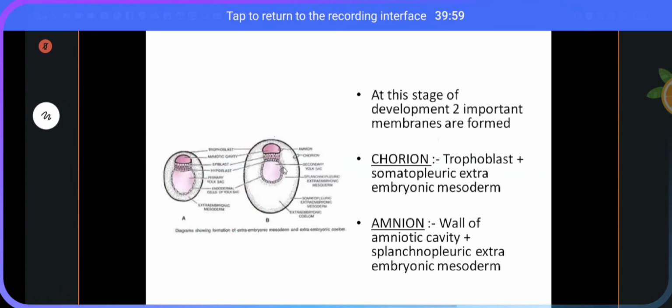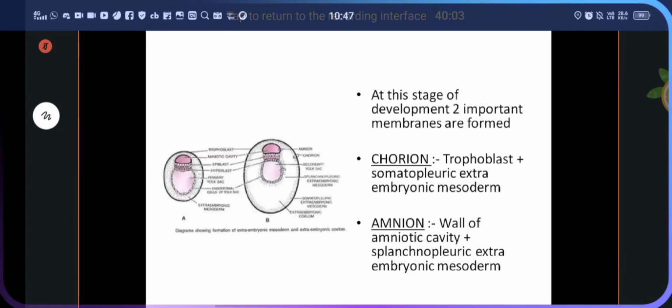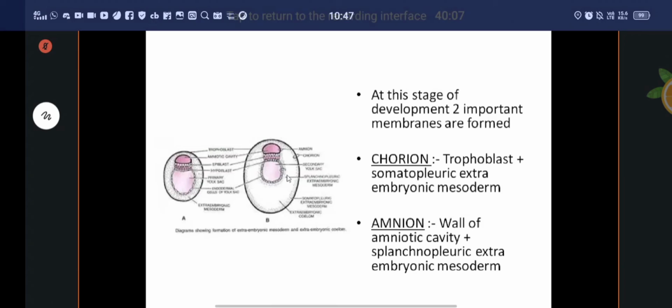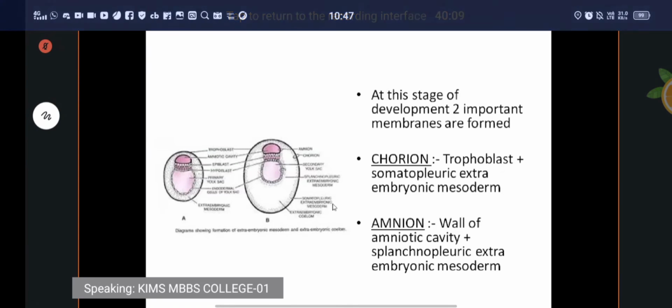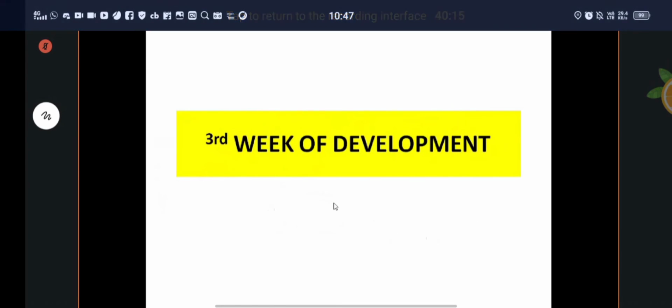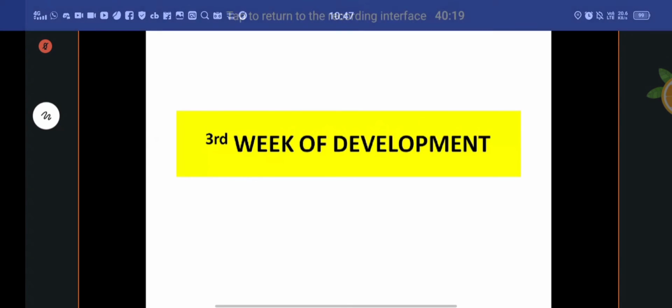is the innermost layer. Amnion is formed by the wall of the amniotic cavity and this visceral or splanchnopleuric extraembryonic mesoderm. So up to this, we have completed the second week of development. In my next class, we will see about the third week of development.